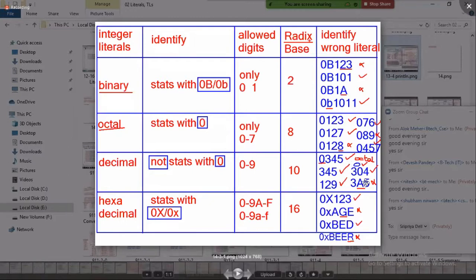A single 0 is allowed. 304 allowed. 3a5 is not allowed because it is a decimal number, a letter is not allowed. Next, 0x123 allowed. 0x8G not allowed, only A to F. Next, 0xbed allowed. 0xbeer not allowed, R is not allowed.